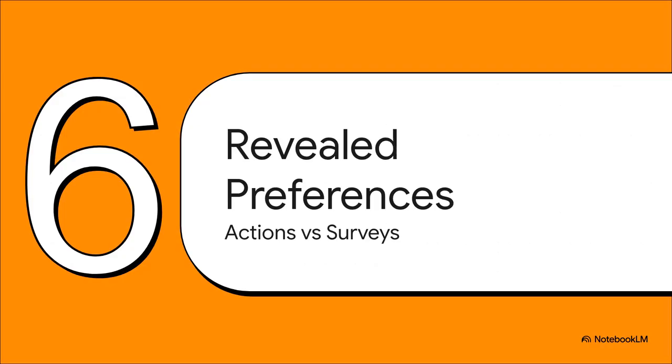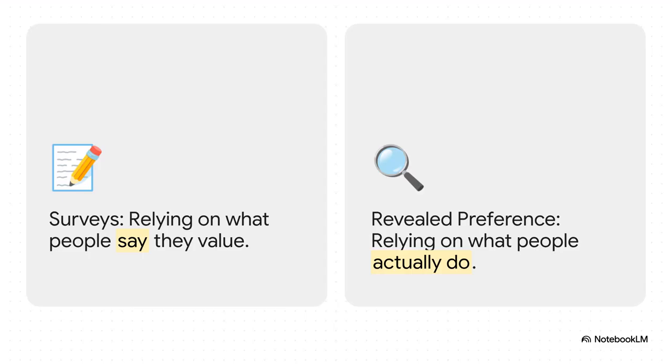Finally, Section 6, Revealed Preferences versus Surveys. How do we actually measure the cultural values driving these different outcomes? Well, there are 2 vastly different ways to measure this. Sociologists like William Julius Wilson often rely on surveys, and Wilson's surveys showed that marginalized groups in inner-city neighborhoods verbally endorse the work ethic just as enthusiastically as anyone else.